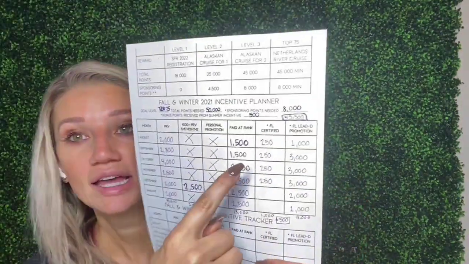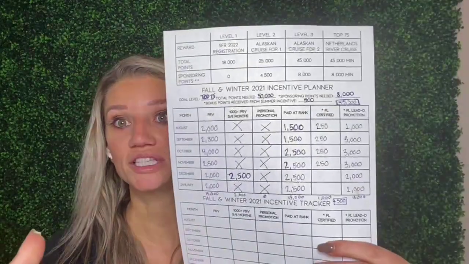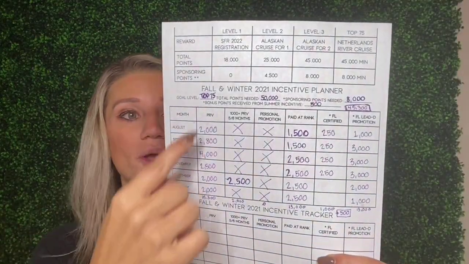Okay, so I figured out, hey, that's only going to get me to 45,000 points, and I want more points than that. So I got to figure out what to do. So then I'll go ahead and I'll print out another sheet and I'll redo everything. And I'll be like, okay, I got to figure out how to get 5,000 more points if I want to hit 50,000 points. So where can I fix that?